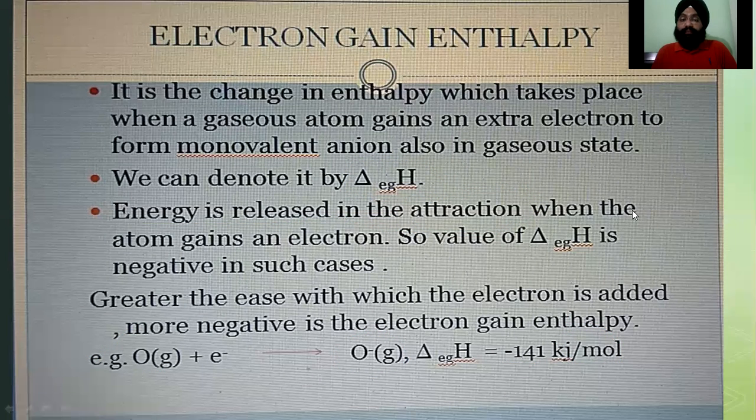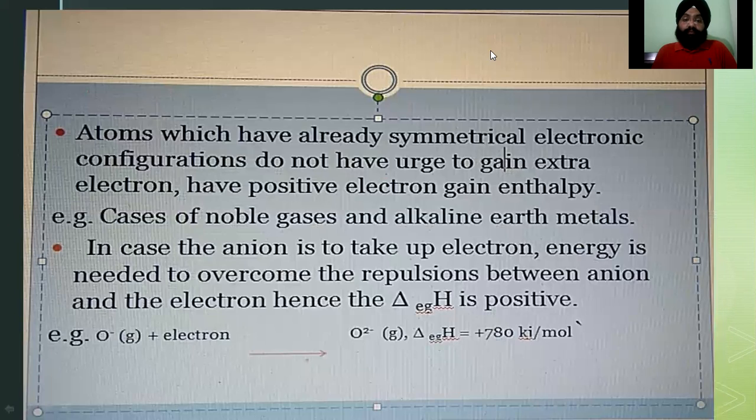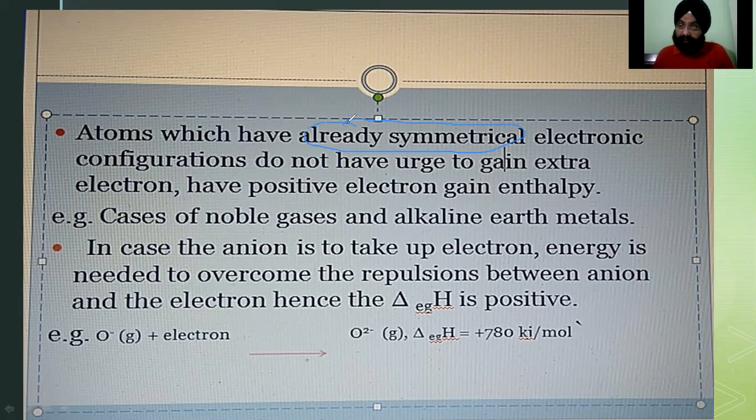So next we have other factors. The atoms which already have symmetrical electronic configurations, whether fully filled or half filled, don't have any urge to gain an extra electron. In those cases, we have to provide energy to add an extra electron to the atom. Noble gases, alkaline earth metals, beryllium, magnesium are such cases.